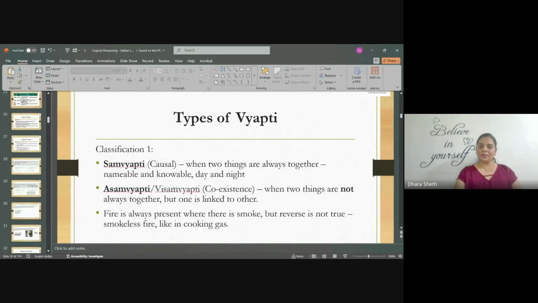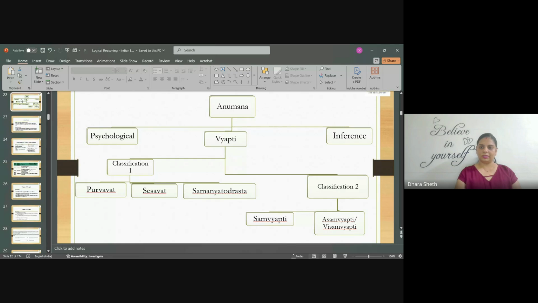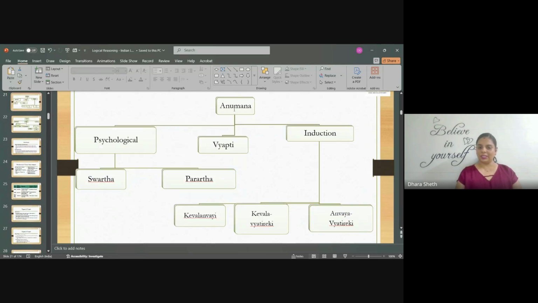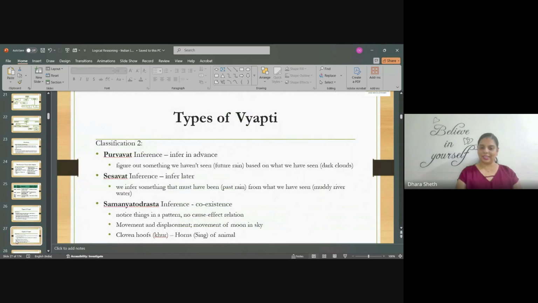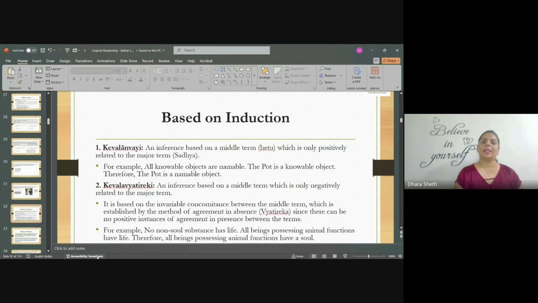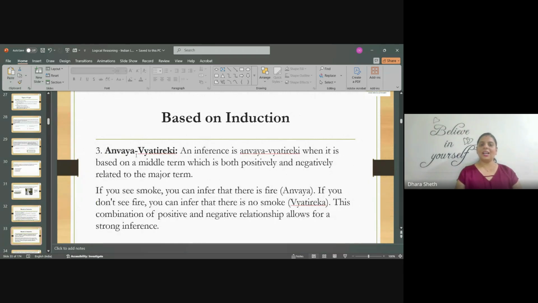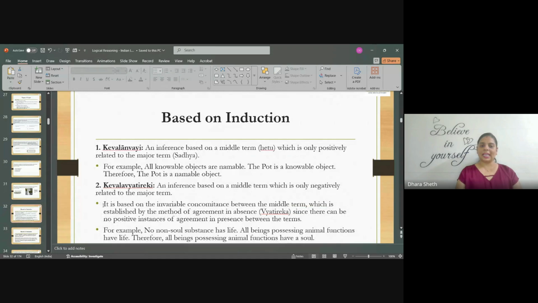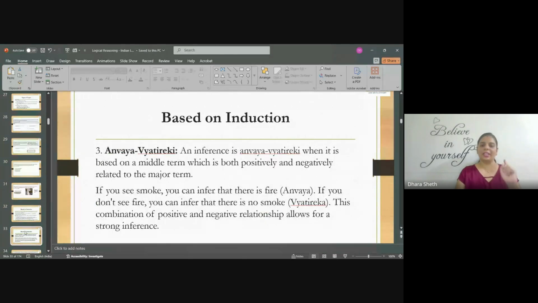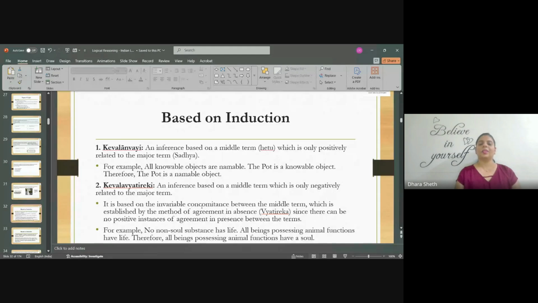Now there's one more classification of anuman or inference, which is based on induction. So what is that? Let's see. Keval Anvay, Keval Vyatireki, and Anvay Vyatireki. Okay. So Keval Anvay. Now here, this is based on the relationship of the middle term and major term.